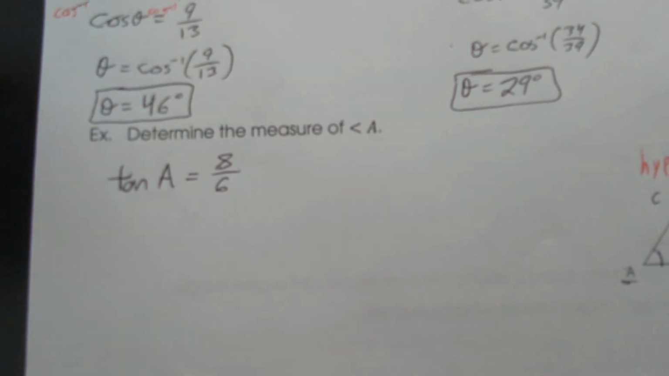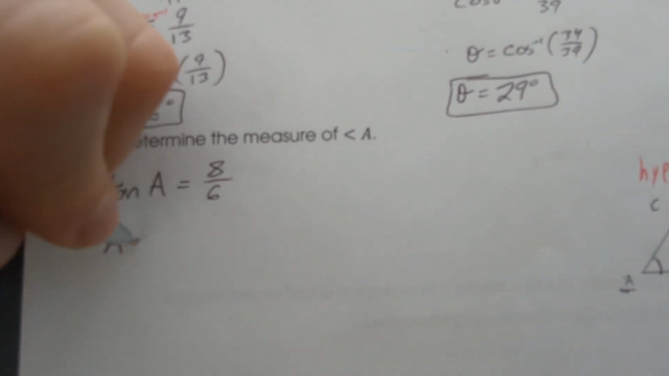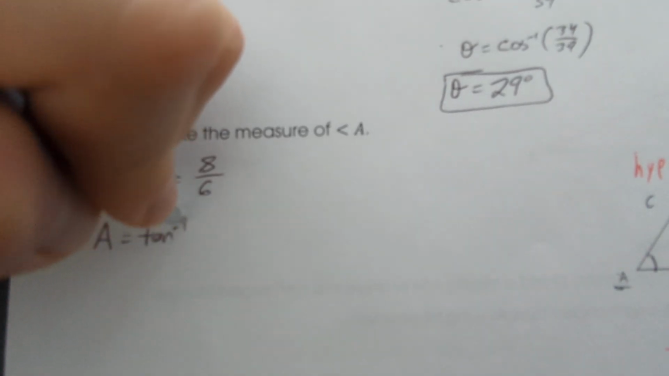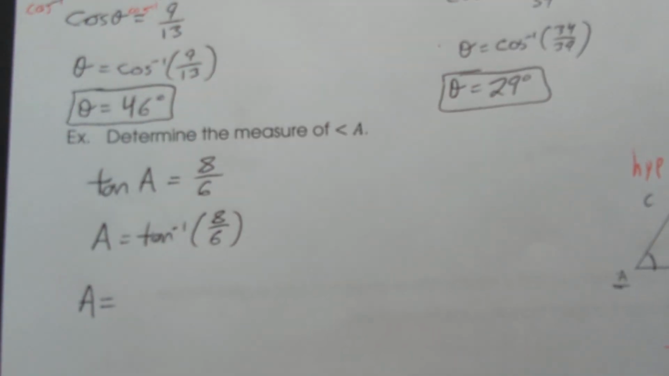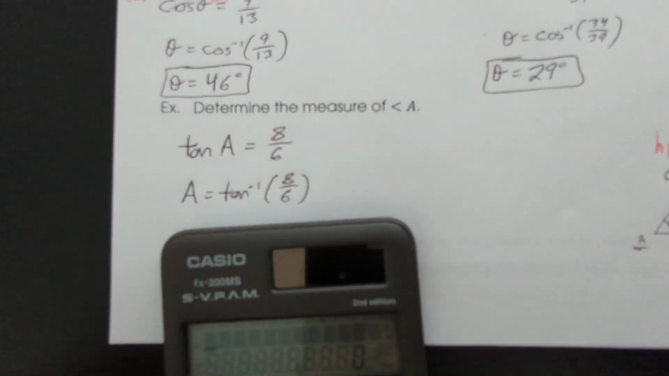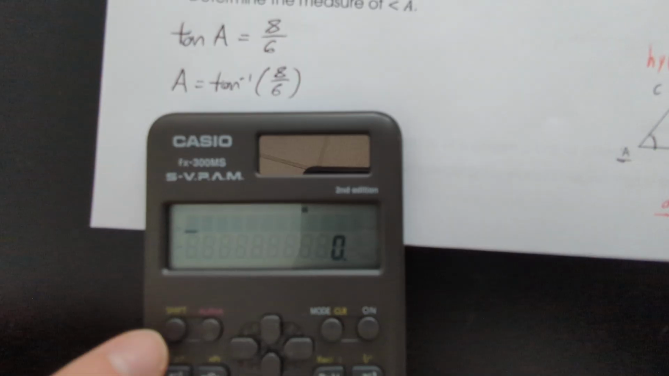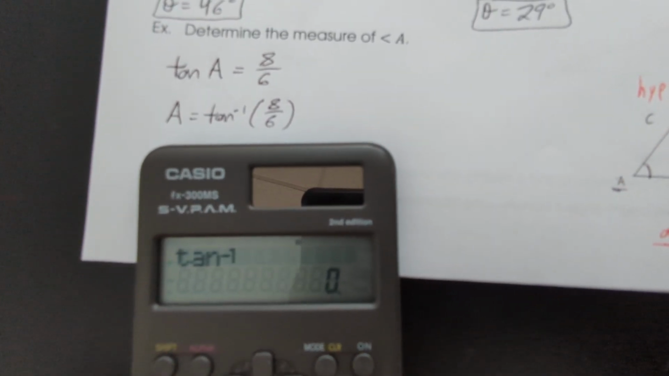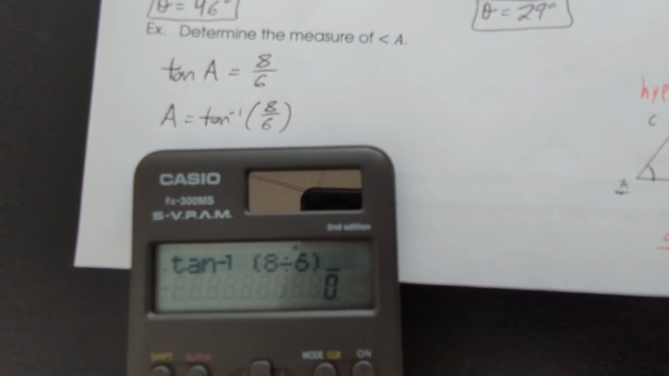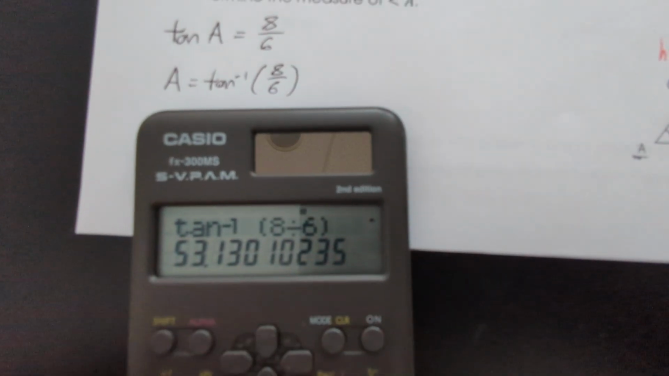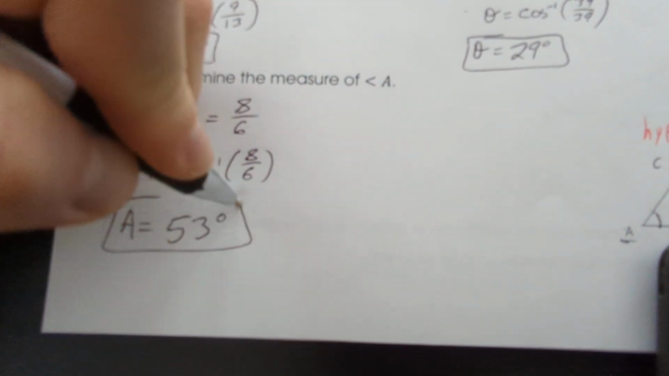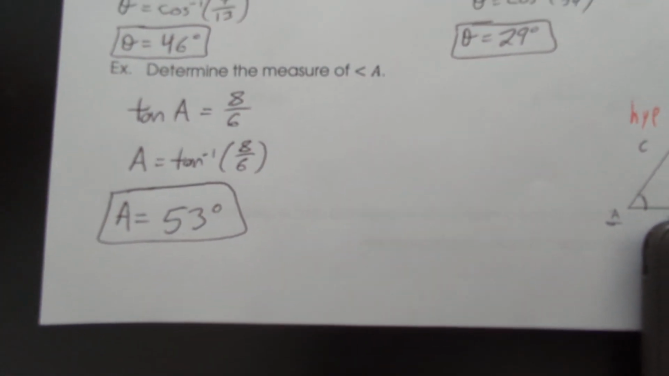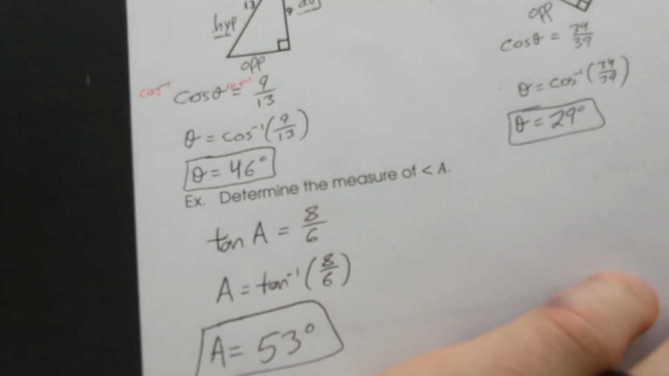Okay. And then we tan inverse both sides. That gets rid of the tan on the left. And we take the tan inverse of the other side, 8 over 6. And we have that A equals the inverse tan of 8 over 6. So shift inverse tan in brackets 8 divided by 6, and we get 53 degrees. So angle A is 53 degrees, and that question is done. Okay, now we can move on to the back side. I think we're going to start solving triangles on the back here.